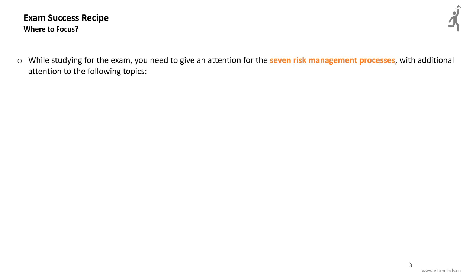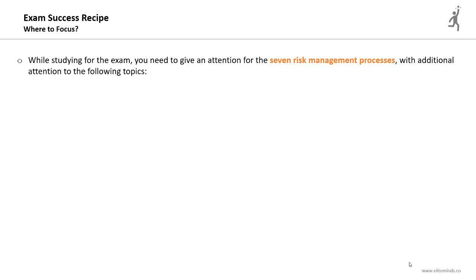What are the hot topics for the PMI-RMP exam? Where to focus? Now, we covered the 7 risk management processes in 7 sections of this course. This is the most important part of the exam. You need to understand the flow of the 7 risk management processes, what we are doing in each of them, what are the key outputs, what are the tools and techniques.